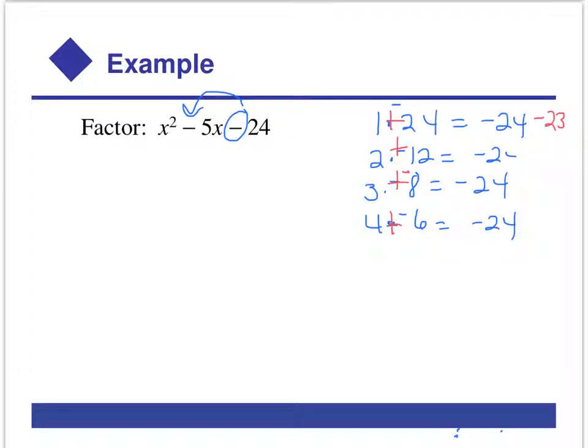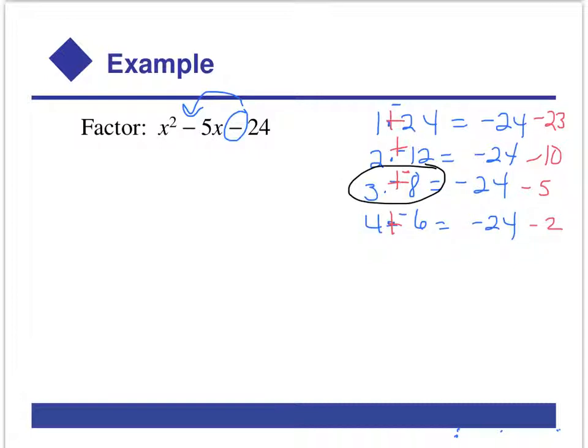2 plus a negative 12 gives us a negative 10. And then 3 plus a negative 8 gives us a negative 5. And then 4 plus a negative 6 gives us a negative 2. So did we find our answer? We did. It's this one right here.